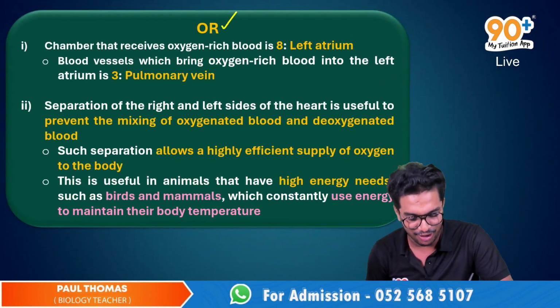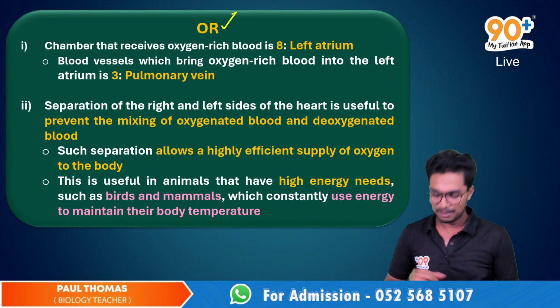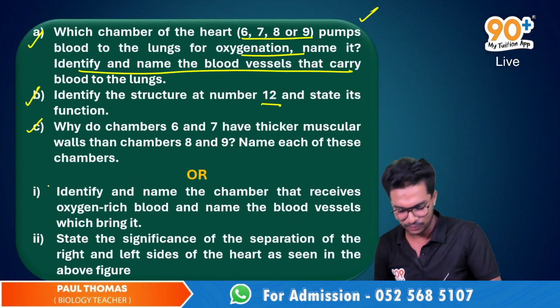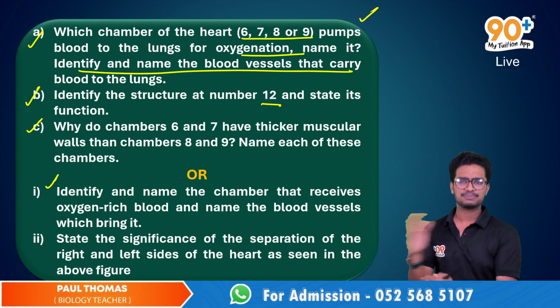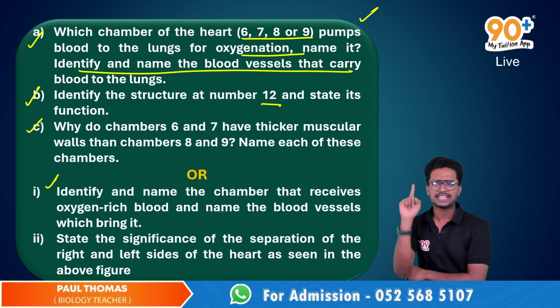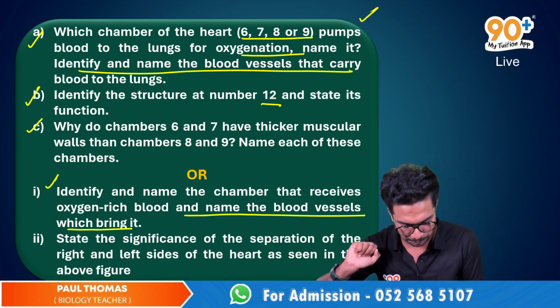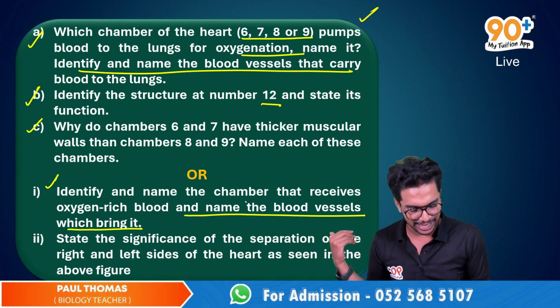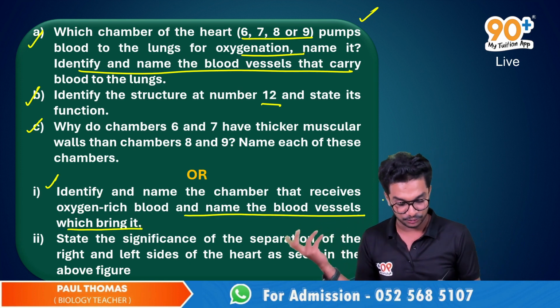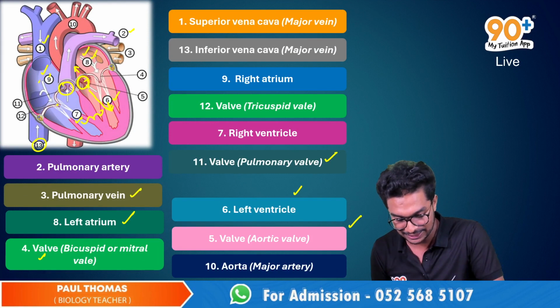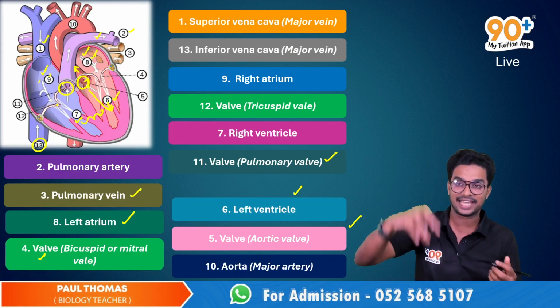Now we are moving on to the next question, and we need to discuss it. Here is the question: Identify and name the chamber that receives oxygen-rich blood, and name the blood vessel which brings it. We know, identify and name the chamber that receives oxygen-rich blood. Obviously, that is the left atrium.